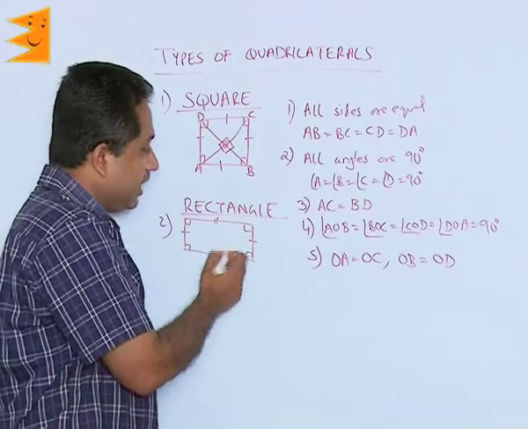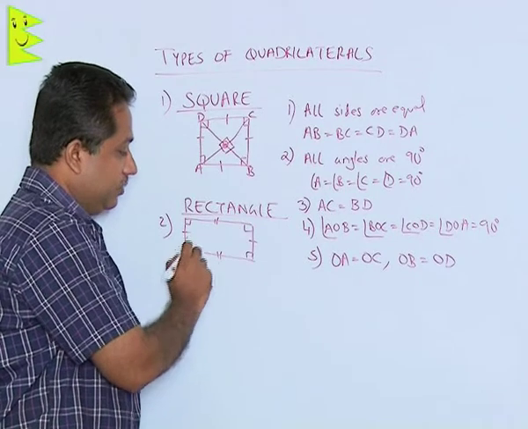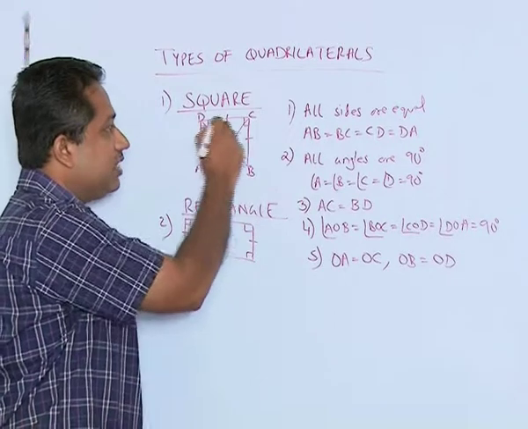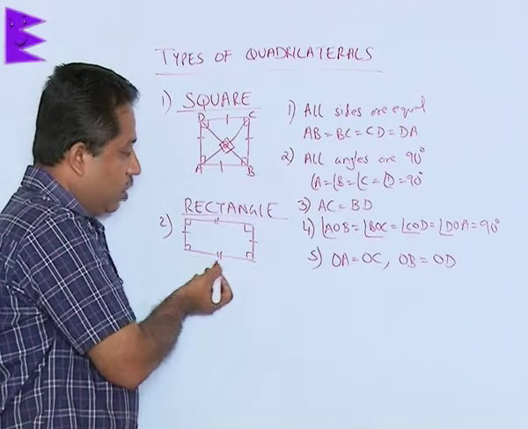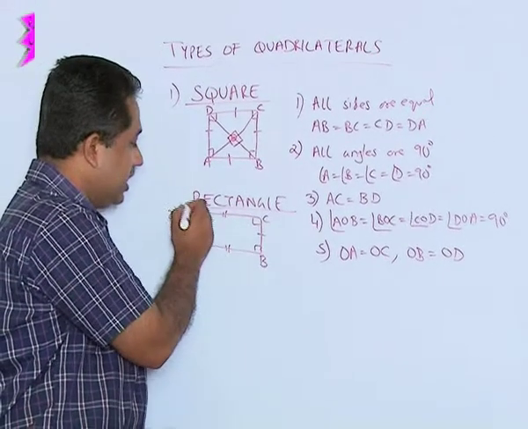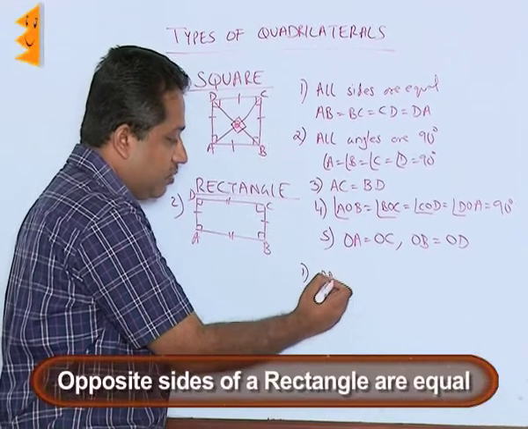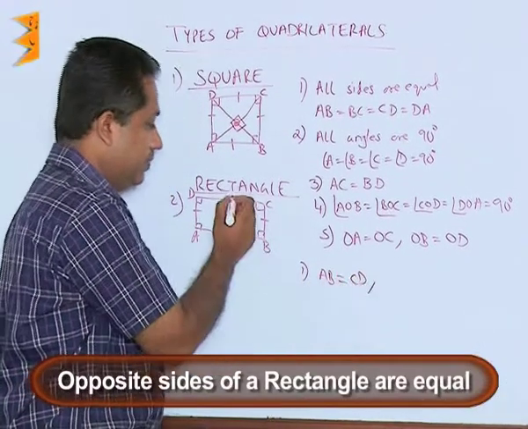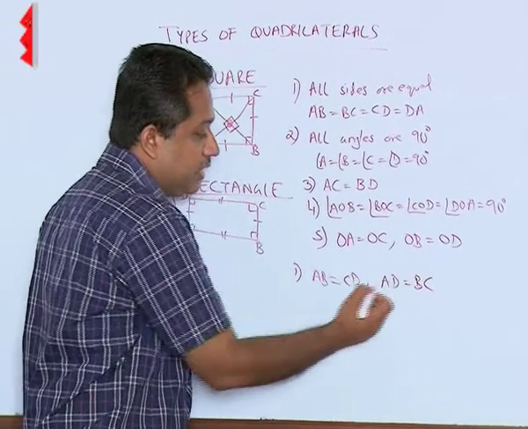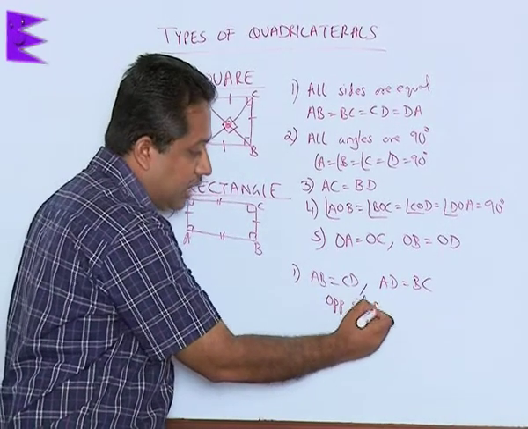Now, if you look at the second figure here, that is a rectangle, and you will find here that in a rectangle, one side is bigger than the other. It is not like a square where all sides are equal. So, here the opposite sides are equal. So, if I am going to name this figure as A, B, C and D, we will not get all sides equal, but we will get opposite sides equal. That means AB will be equal to CD and AD will be equal to BC. So, first property, we will get opposite sides of a rectangle are equal.